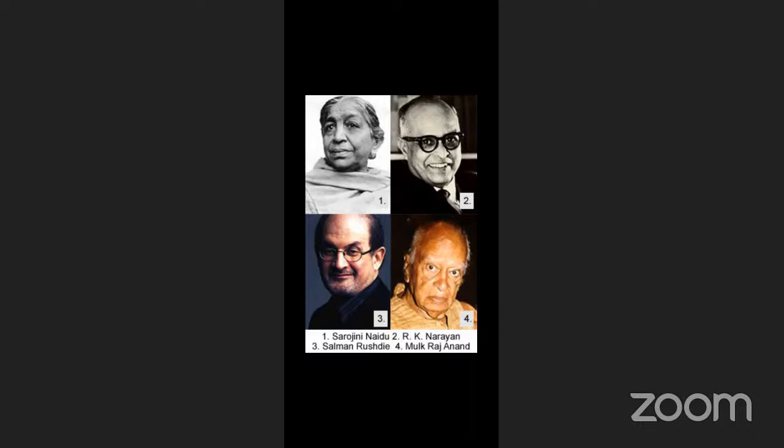The God of Small Things is set in Ayemenem, a small town in Kerala, and the protagonists are a pair of fraternal twins, Esthappen and Rahel. The whole book is talking about love, who should get love, how much they should get, and what kind of love they should get. This is the way the novel deals with it.